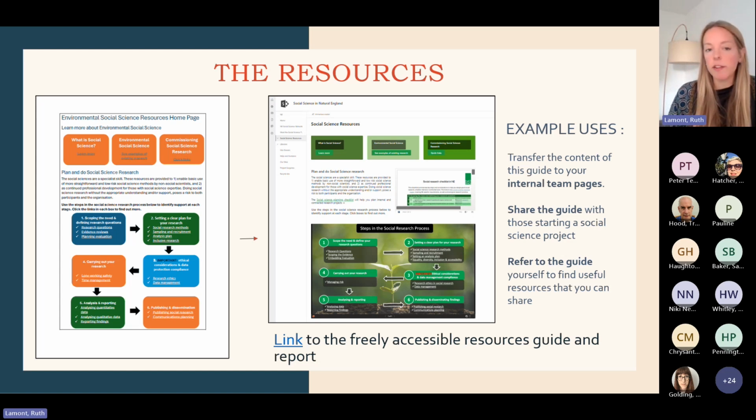And we have suggested various uses, but honestly, use these resources as they're useful to you in an organisation. You might want to put them on your internal team pages and add to them with your own stuff. You might want to share the whole guide with somebody starting a social science project, or you might want to just use it yourself. If somebody says, I would like a little bit of help with something like writing a research question, you can go in there, find the links of useful resources that help people to do that and send it to them. So that's how we would suggest people might use it.